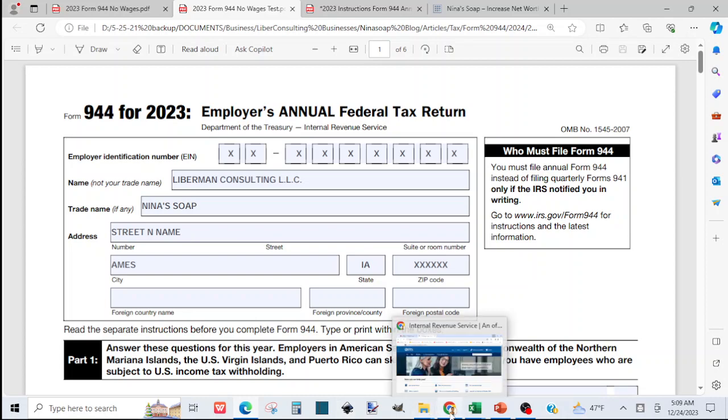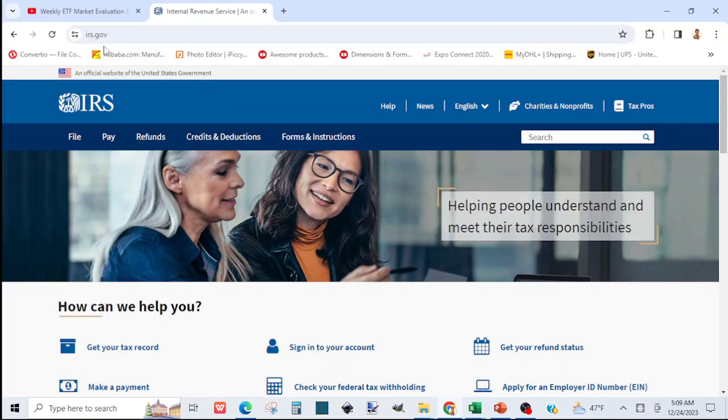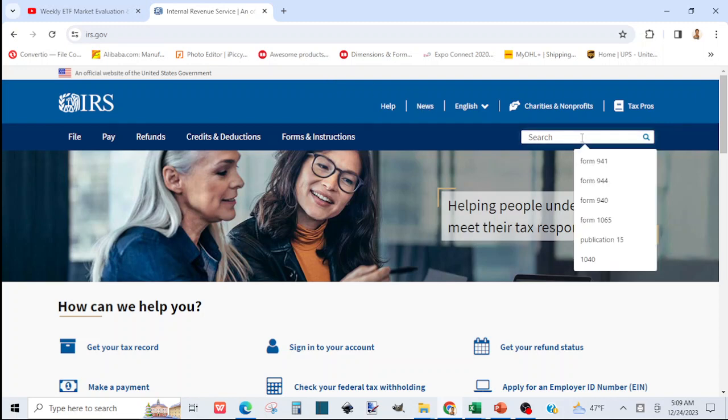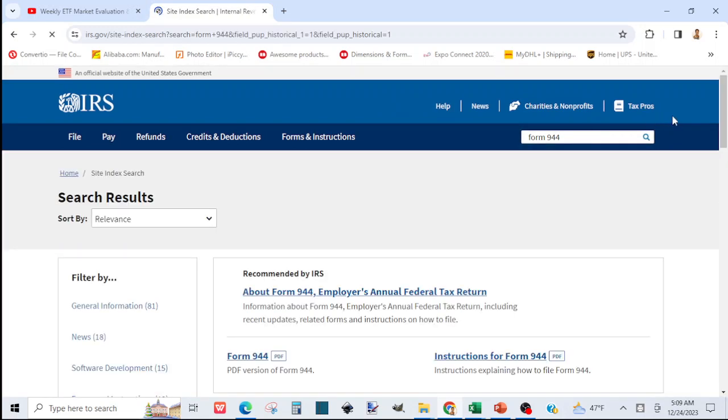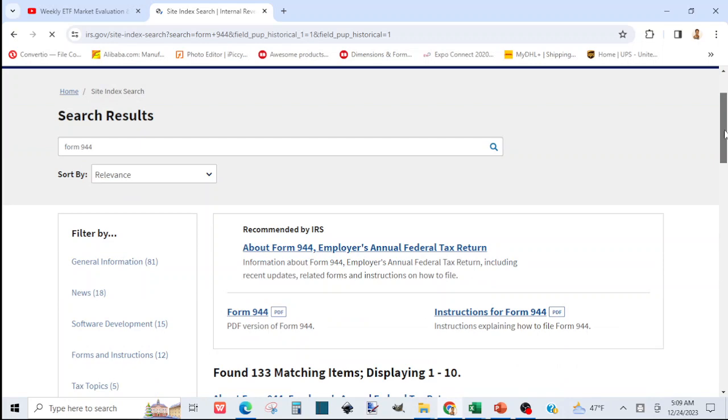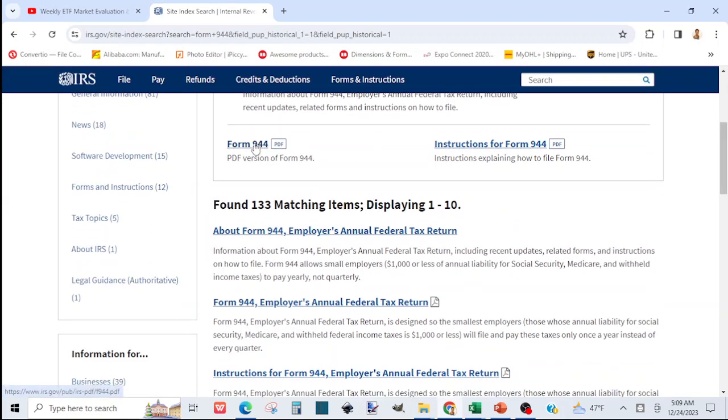What I will suggest is you can go to irs.gov and on the search bar you search Form 944. And when you do that, you'll be able to download Form 944 and the instructions for Form 944, and you save them.